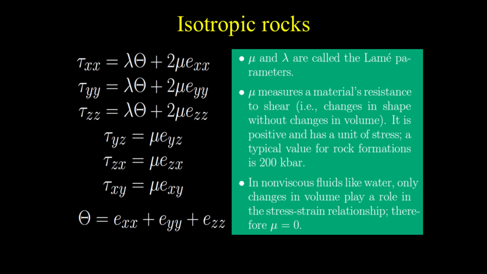Mu measures a material's resistance to shear, that is, changes in shape without changes in volume. It is positive and has a unit of stress. A typical value for rock formations is 200 kilobars. In non-viscous fluids like water, only changes in volume play a role in the stress-strain relationship. Therefore, mu equals 0.